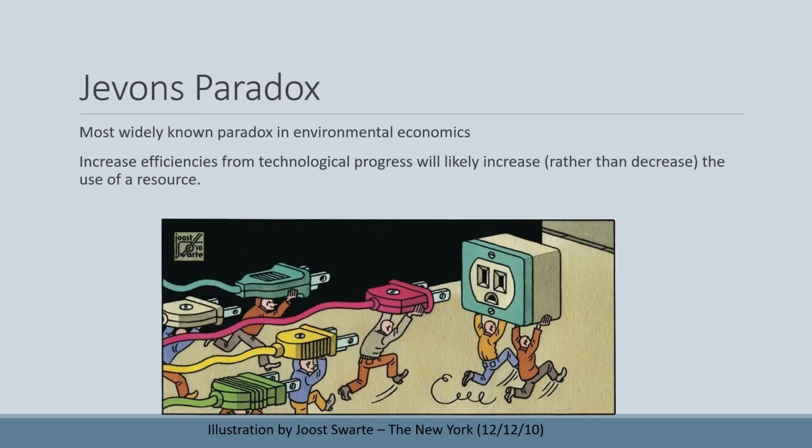Let's talk about Jevons paradox. It's one of the most widely known paradoxes in environmental economics. So in 1865, William Jevons observed that an increase in the efficiency of using coal to produce energy tended to increase consumption rather than decrease it. This seems strange because if it was more efficient, you should use less. However, he argued the cheaper price of coal-produced energy encouraged people to find more innovative ways to use coal.